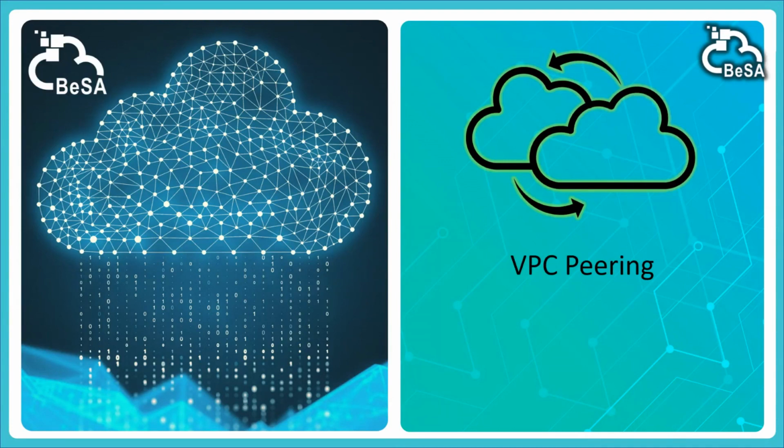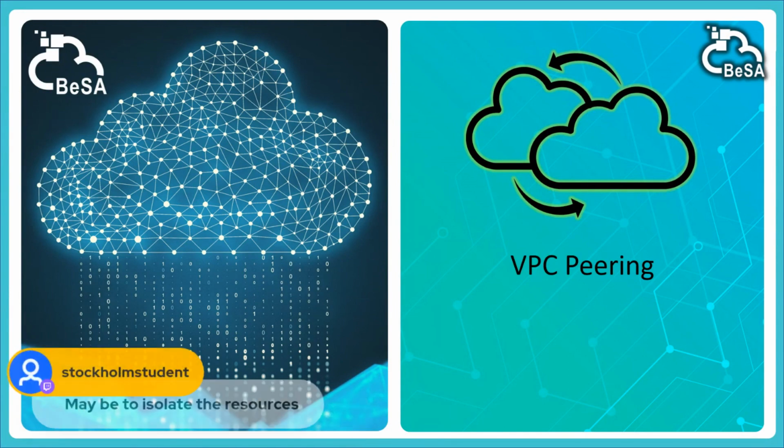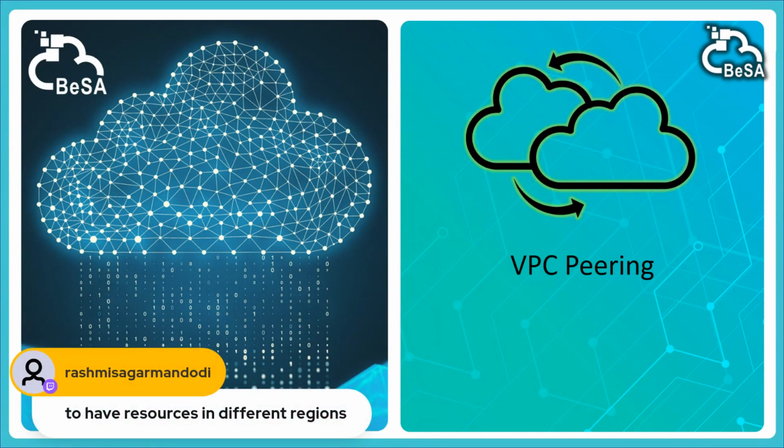In a way, yes. But there are other ways also of not traveling through the internet. Segregation of environments like prod. So yes, I agree that most of the time we may want to have segregation, like it is mentioned here by Shiva DevOps, that segregation to have resources in different regions. I agree that is also another one.